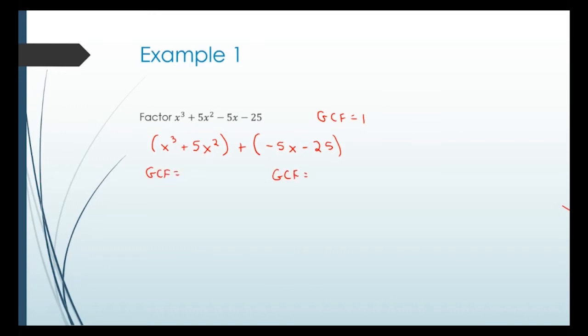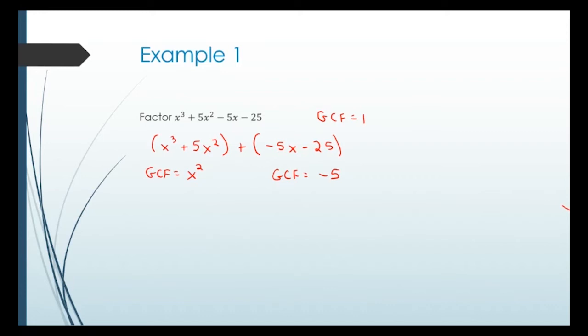For the first pair, number-wise, I'm looking at 1 and 5, so I can't divide out a number because that would just be 1. But I have x cubed and x squared, so my GCF is going to be x squared since that's the smallest exponent. The second pair, I have 5 and 25, so 5 is the largest number I can divide out, and because I'm negative there, I'm going to factor out a negative 5 because that first one is negative. And then I have an x but something without an x, so I can't factor out an x. So now I've got 2 different GCFs because we're looking at each pair separately.